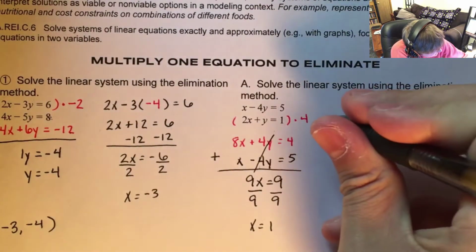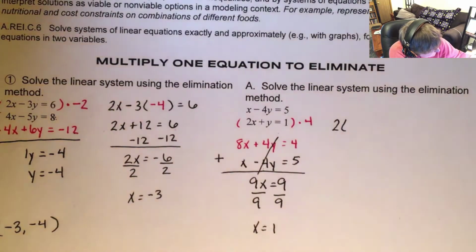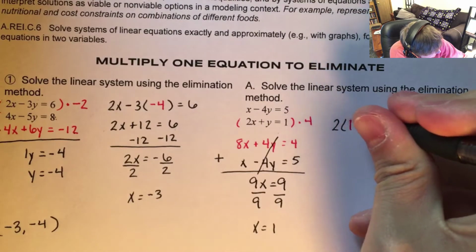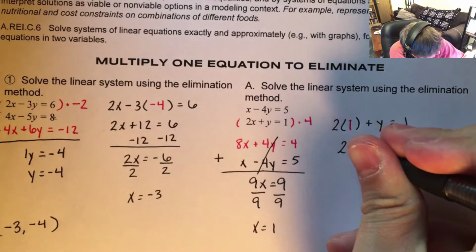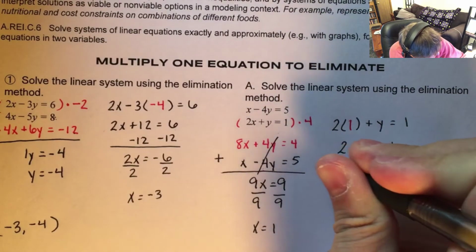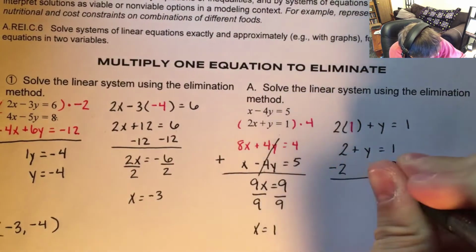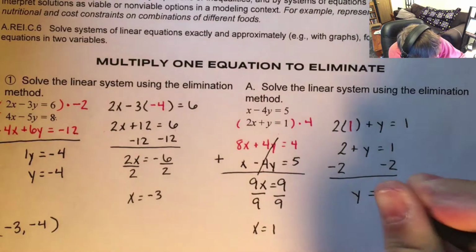So I'm just going to say that this is 2 times 1 plus y is equal to 1. 2 times 1 is 2. And then I need to subtract 2 from each side just to find out that y is equal to negative 1.